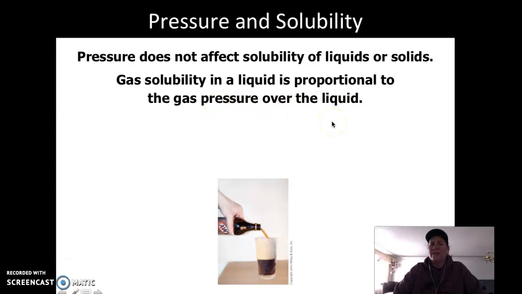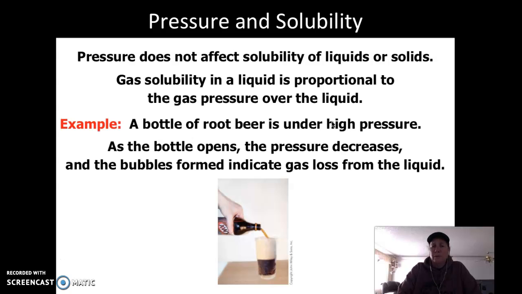The colder it is, the more you can get to dissolve in it. That's why there's more fizz in cold pop than warm pop. Here's a bottle of root beer. It's under a certain pressure. Once you release that pressure and open it up, the bubbles are going to escape. You're going to lose gas from that liquid. If you want to keep them in there, you've got to keep the pressure on.